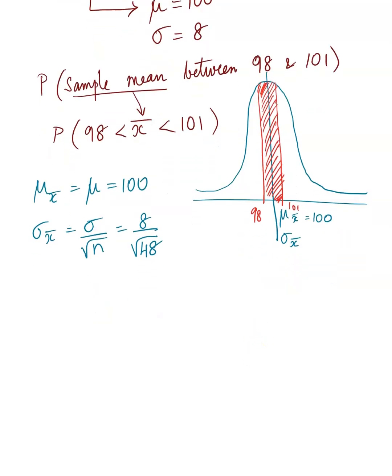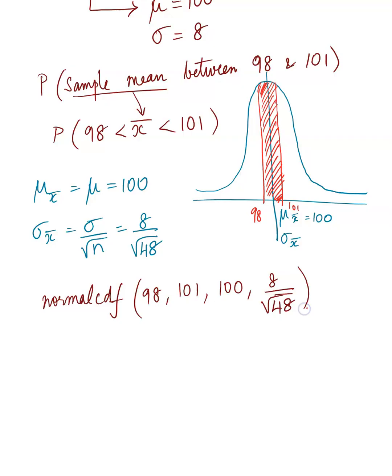All right, time for the normal CDF. Your lower limit is where the shading begins. It begins at 98. It ends at 101. And your mean is 100. Standard deviation is 8 over square root of 48. That gives us 0.7651297, which is approximately 0.7651. And then you can go ahead and put this together.